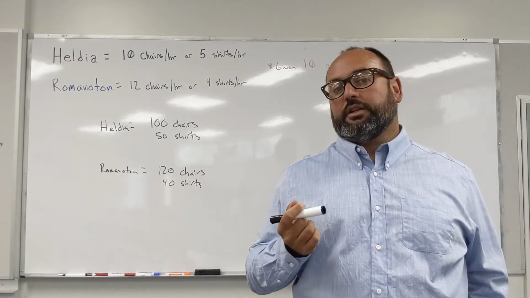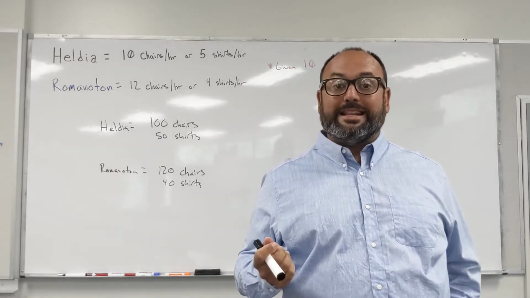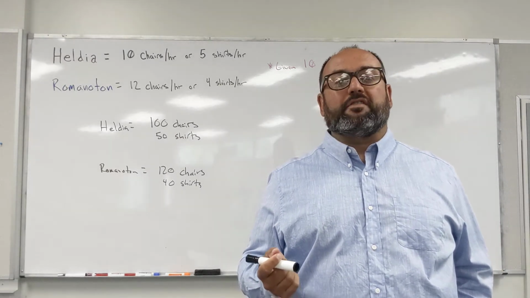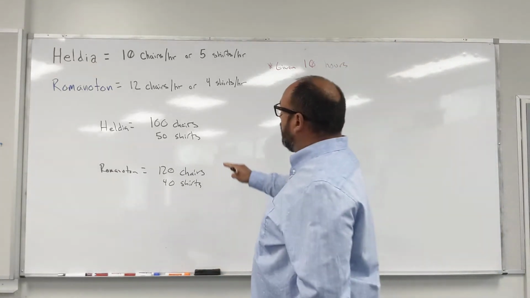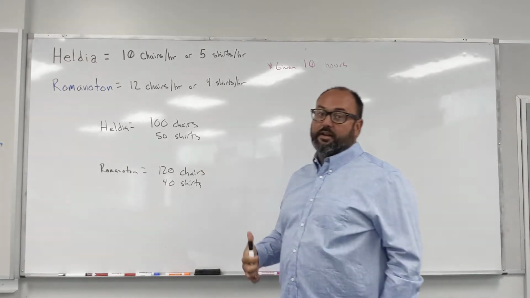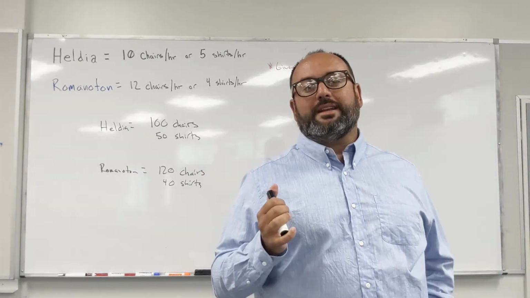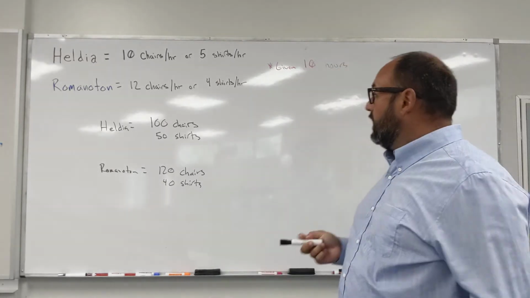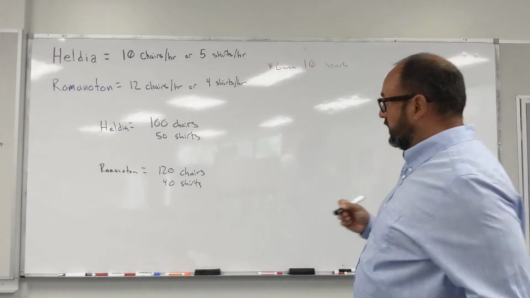But just because Heldia can make more shirts, does that necessarily mean they are better at making shirts? And by better, I mean more efficient. We're not talking about the quality of shirts. We're assuming that the quality of the chairs and shirts are identical country to country. What we're talking about is who's better at it, meaning who uses fewer resources, who can do it more efficiently. And in order to understand that, we have to convert all of this into opportunity costs.